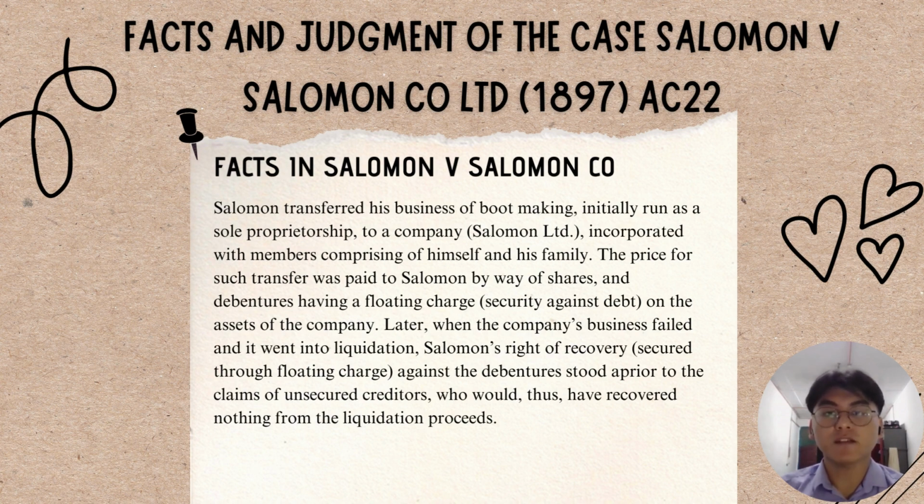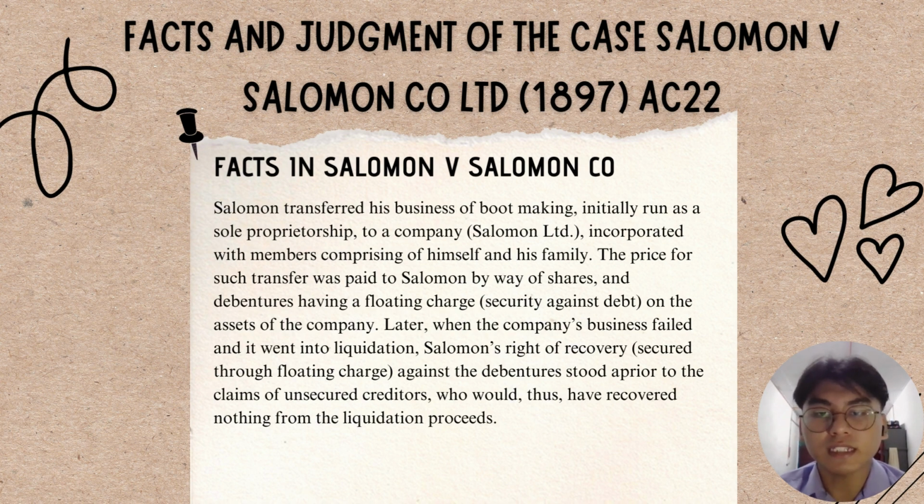Lastly, I will present about the facts and judgment of the case Salomon versus Salomon and Company. Facts in Salomon versus Salomon and Company: Salomon transferred his business of bootmaking, initially run as a sole proprietorship, to a company, Salomon and Company, incorporated with members comprising himself and his family. The price for such transfer was paid to Salomon by way of shares and a floating charge, which is security against debt on the assets of the company.